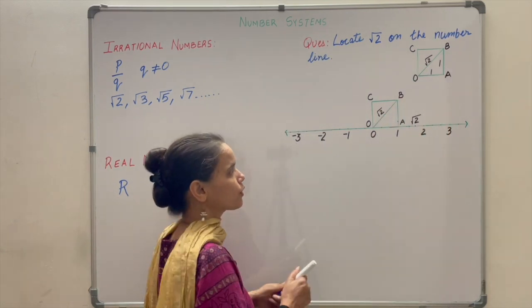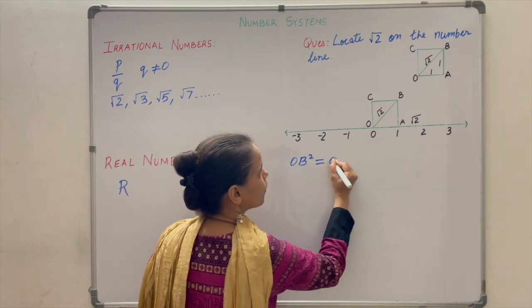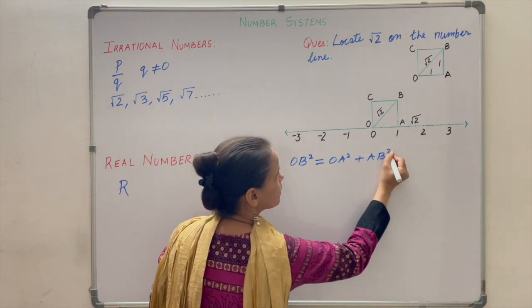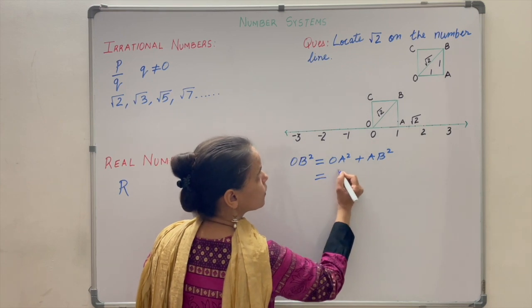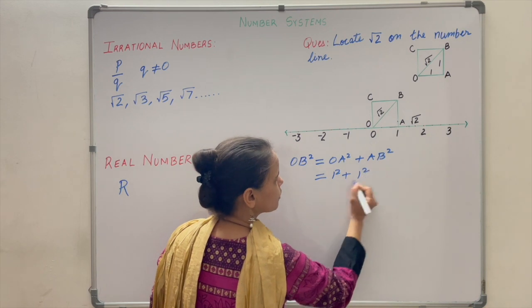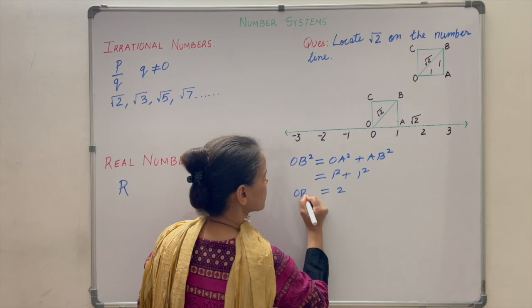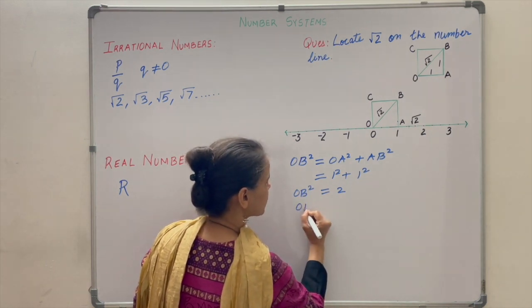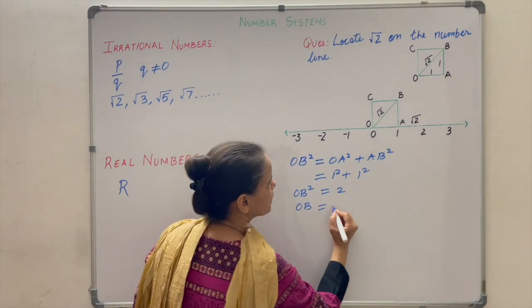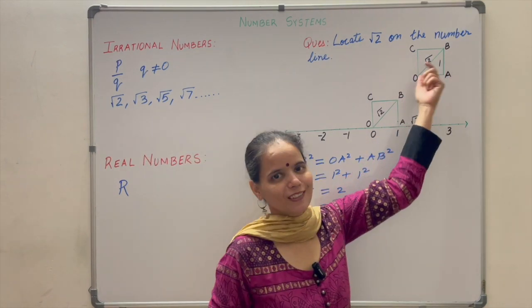As per the Pythagoras theorem, we have OB square is equal to OA square plus AB square. So OB square is equal to OA, which is 1, so this is 1 square. AB is also 1, so this is 1 square. So this is 1 plus 1, which is 2. So you got OB square as 2. Now take the square root on both sides. On this side you will get OB and here you will have root 2. So you got the length of OB as root 2.